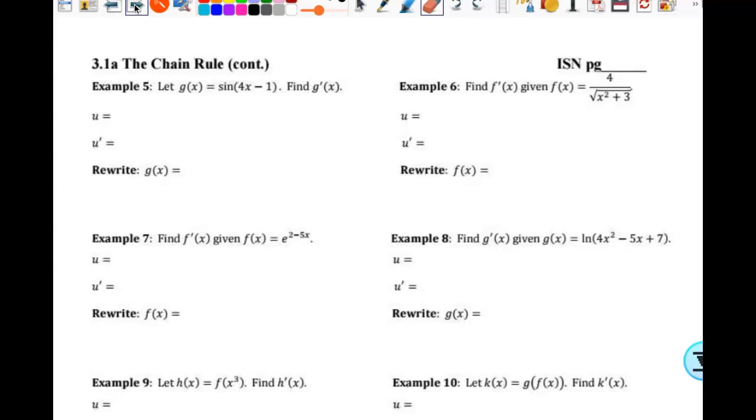So this one, I want this to go on the same page, which was what, 41? Yeah. 41.